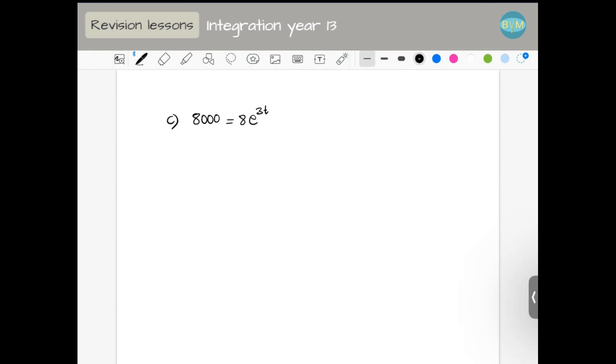If I divide by 8, I have that 1,000 is e to the power of 3t. If I take logs or just think of the definition of the log, I have that 3t equals ln 1,000, which means t is ln 1,000 divided by 3.